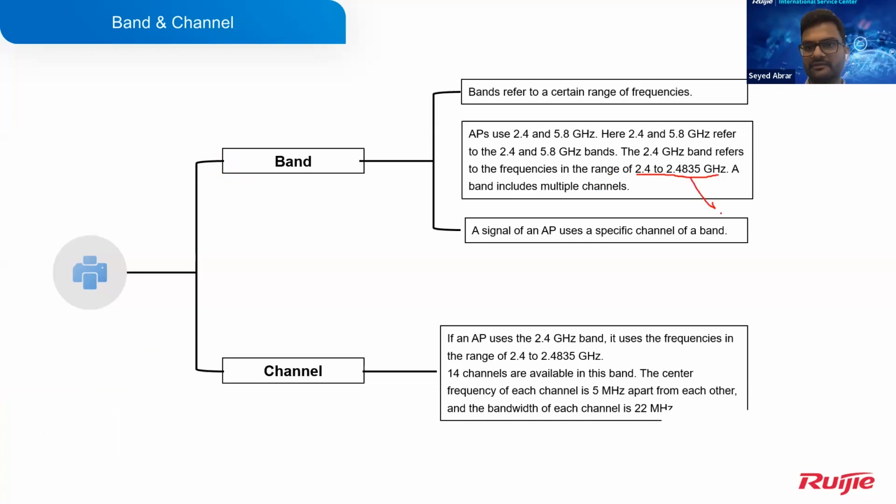In that, we have multiple channels. We have 14 channels for 2.4, and of those, 3 are non-overlapping channels. In 5 GHz, we have a lot of channels, and we have non-overlapping channels also. That is what we call a channel. The band is the range of frequency. You can see the ports and channels here.